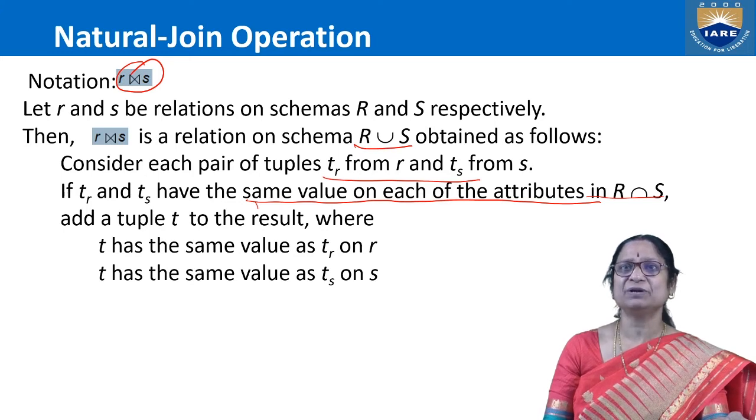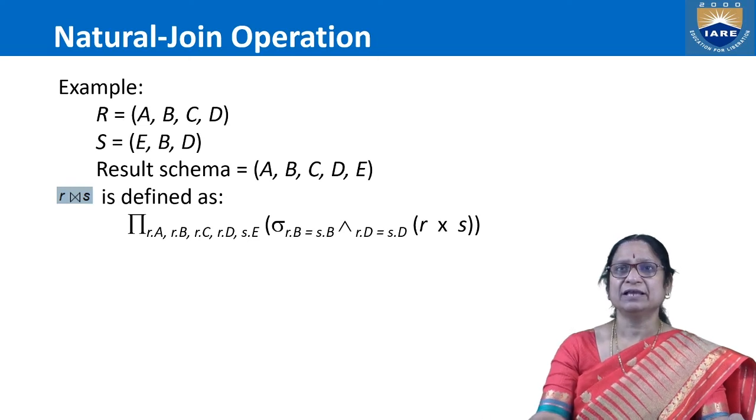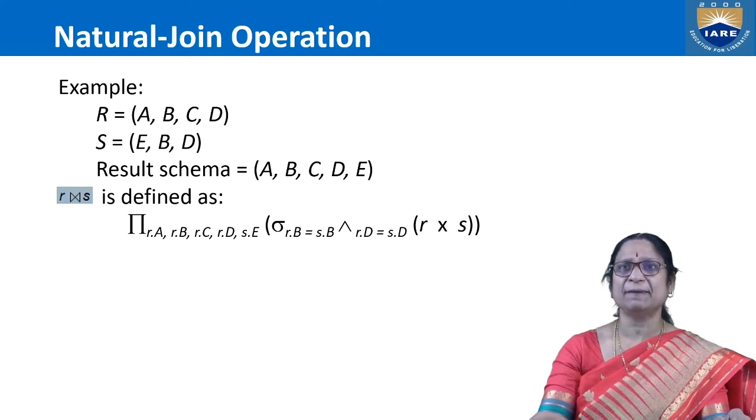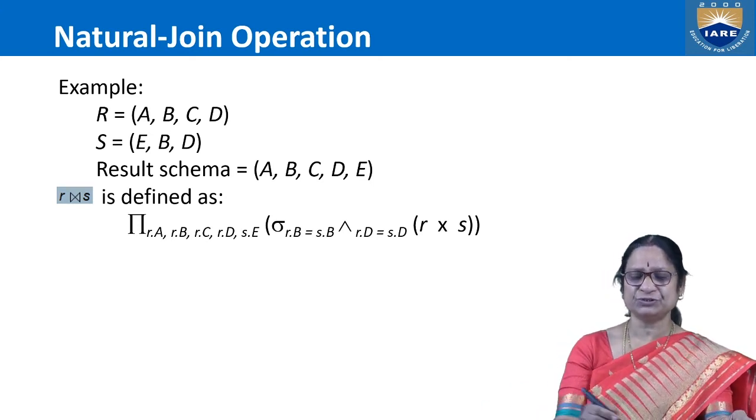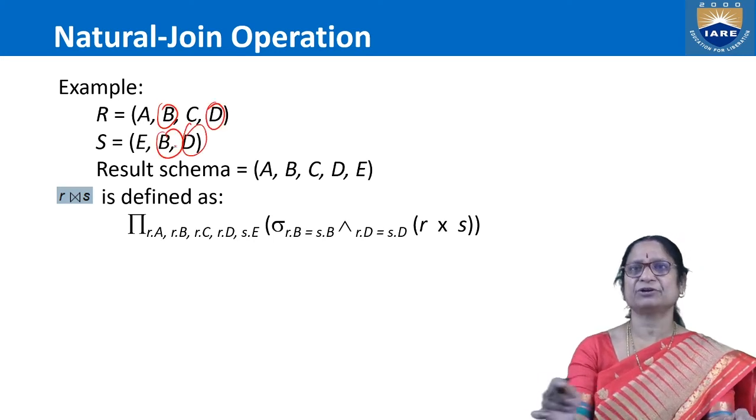No tuples are going to be displayed from there actually. So for example, you can consider here R = {A, B, C, D}. Four attributes are there. S = {E, B, D}. What are the common attributes? You observe B is a common attribute here. D is also a common attribute.